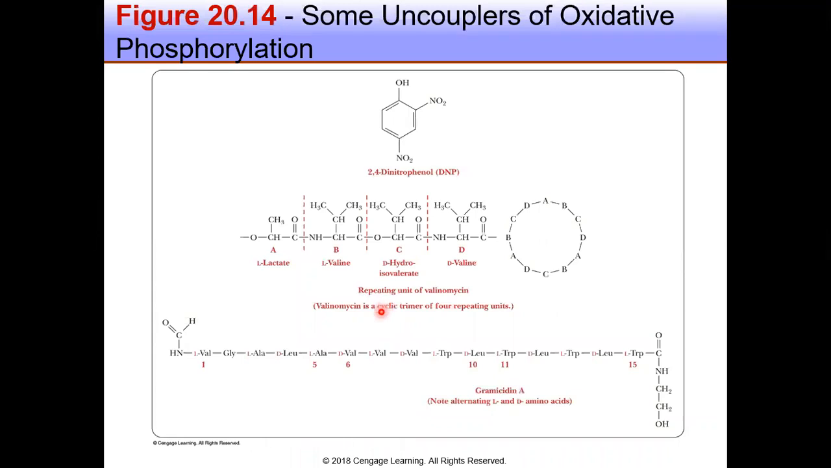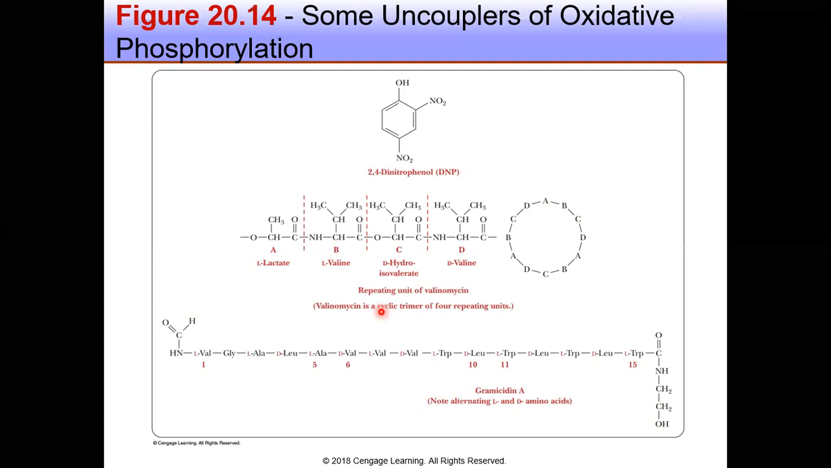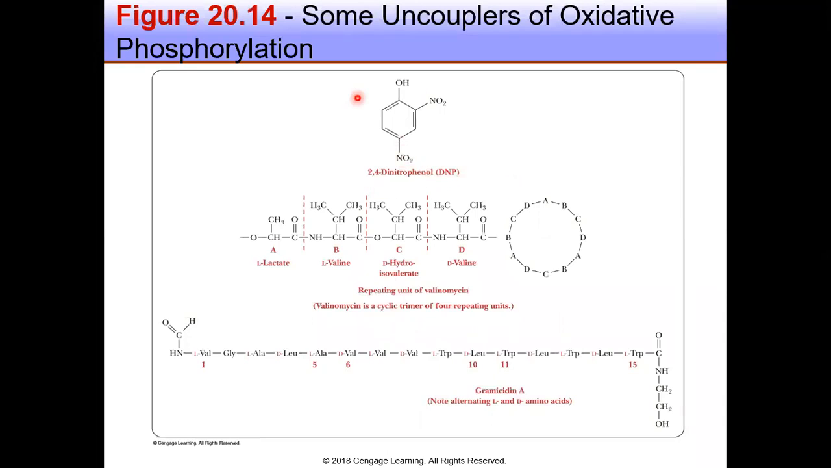Now this figure shows you the structure of these uncouplers of oxidative phosphorylation, namely 2,4-dinitrophenol. You see an aromatic compound. Here we have the repeating unit of valinomycin. Notice that valinomycin is a cyclic trimer of 4 repeating units, ABCD, ABCD, ABCD, connected together. And this is a key for these letters: A for L-lactate, B for L-valine, C for D-hydroisovalerate, and D for D-valine.